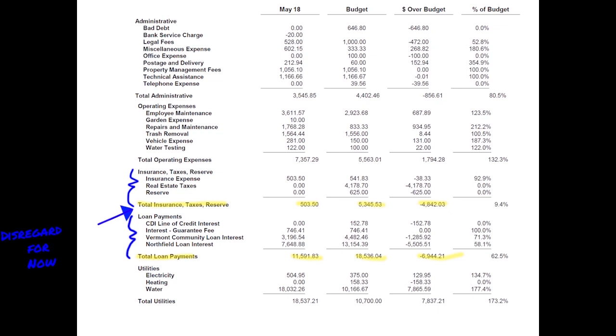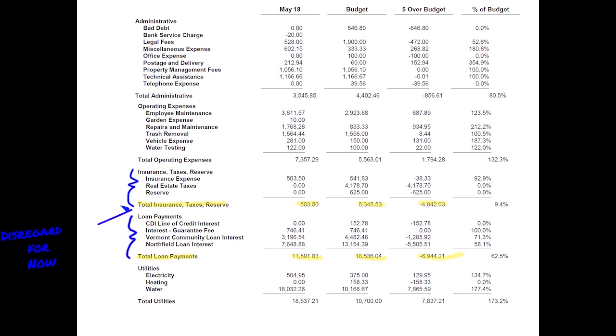Loans, insurance, taxes, and reserves are 4 categories that are always going to show up with some weird variances on this report here. This is due to a formatting issue with your ROC's reports that affects just these categories, and they're not due to actual over or underspending. I'll be making another video to explain what's going on here.